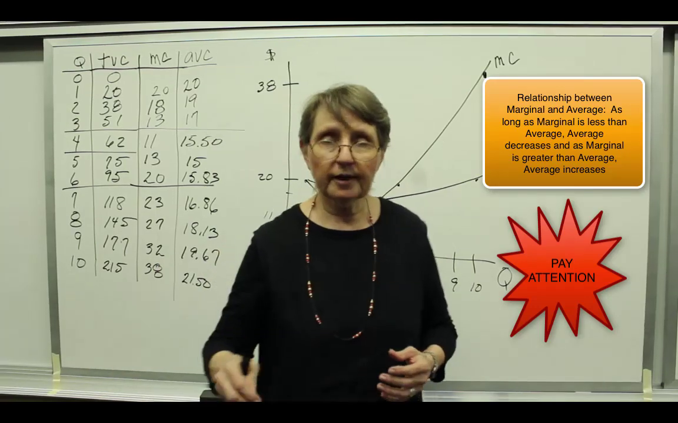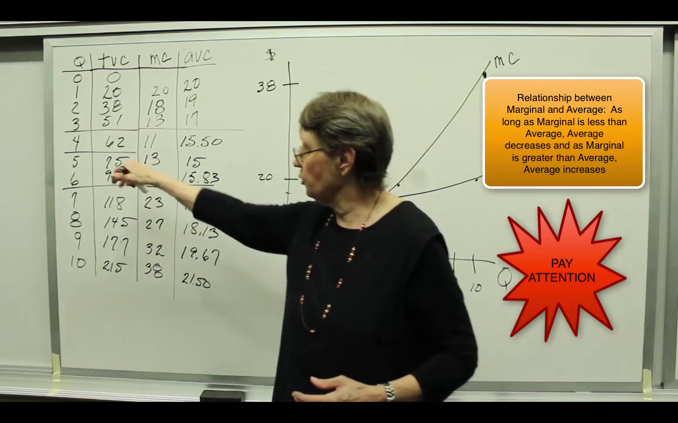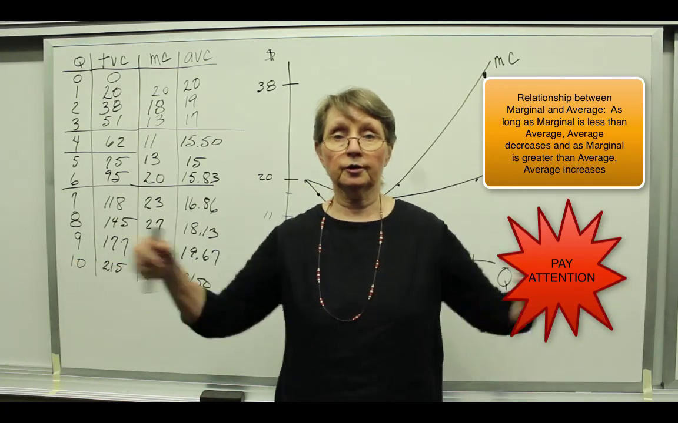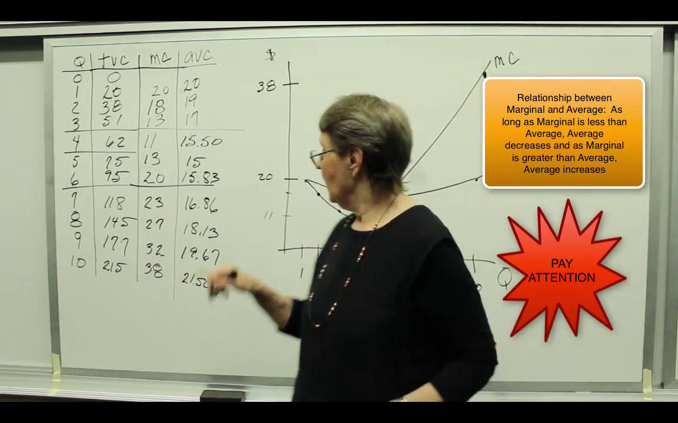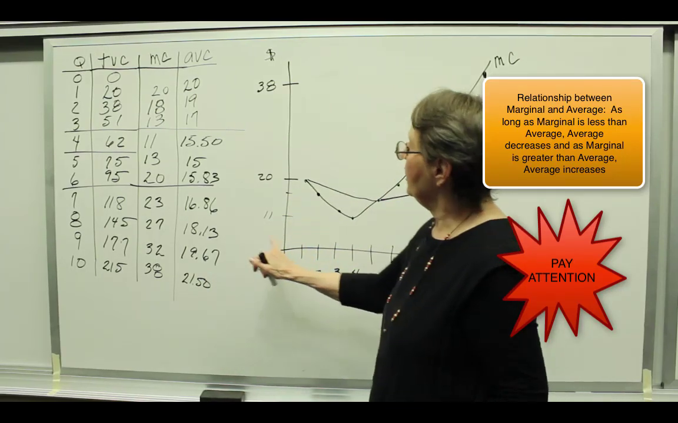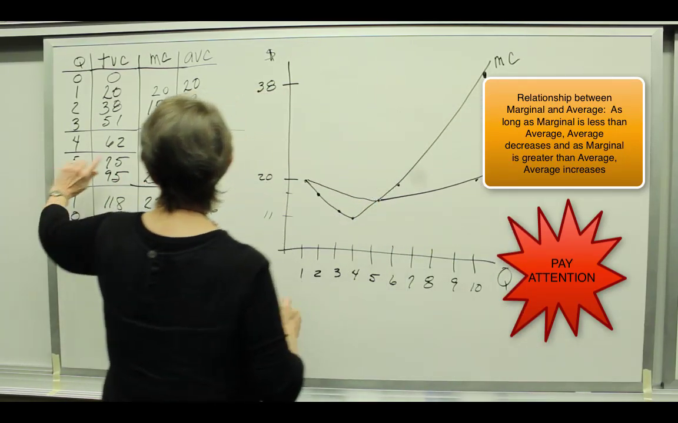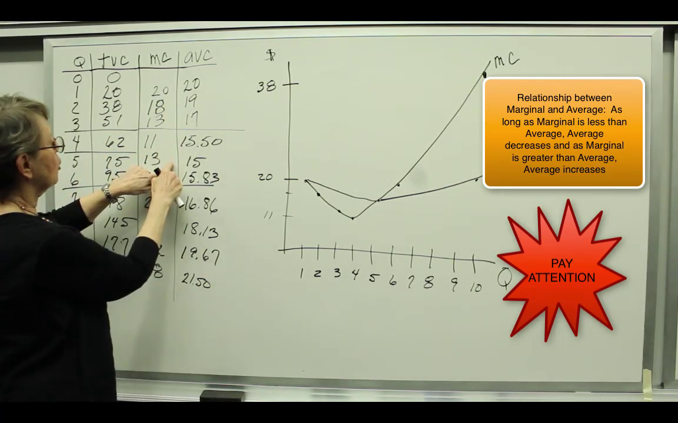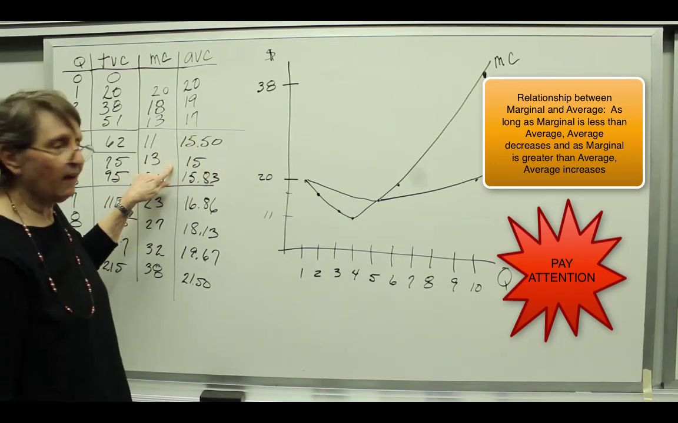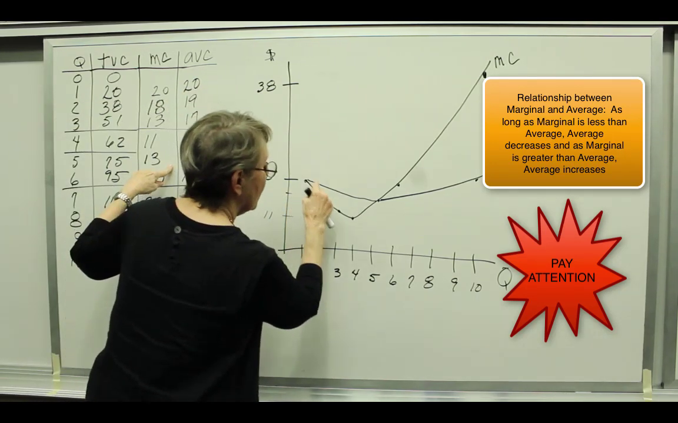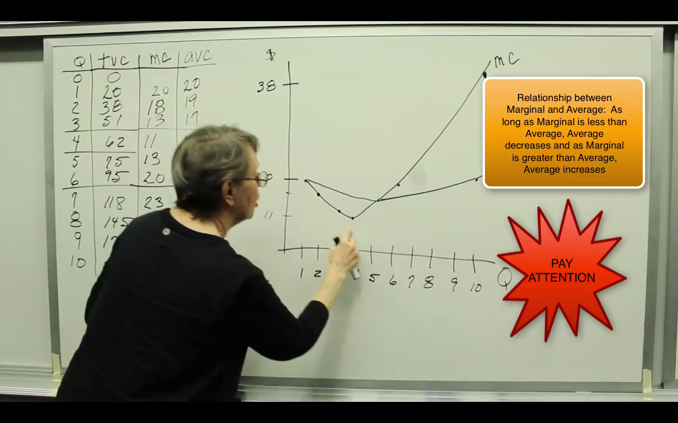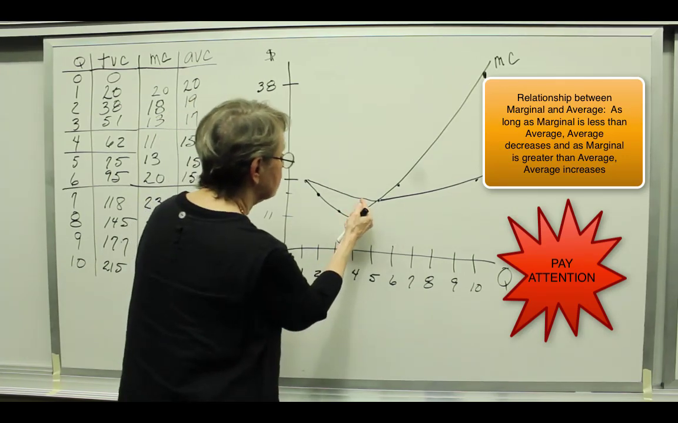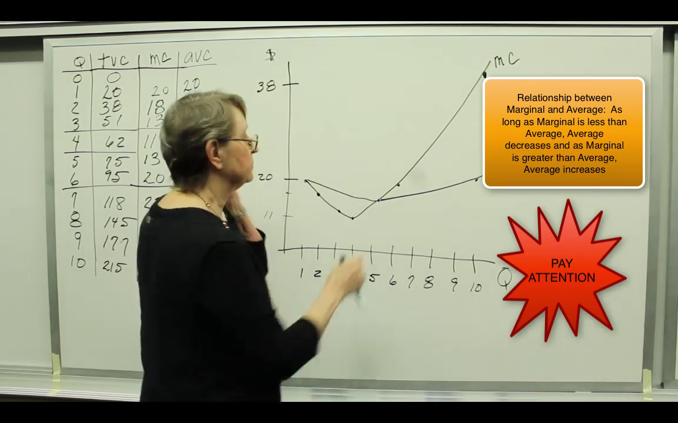If the additional, that's what marginal means, if the additional unit has lower costs than the average of all the units, it's going to pull the average down. And we can see that between the first and the fifth widget, the marginal costs are beneath the average variable cost. So the average variable costs are going to be pulled down because marginal is beneath it. Even when marginal starts to increase, it's still beneath the average, so it's pulling it down.